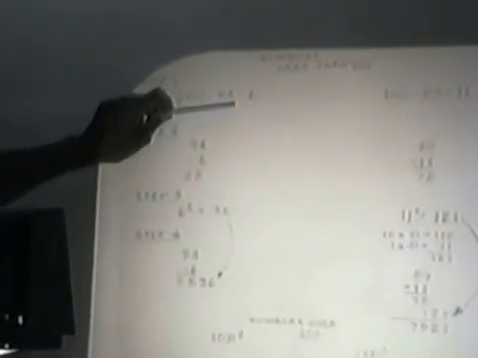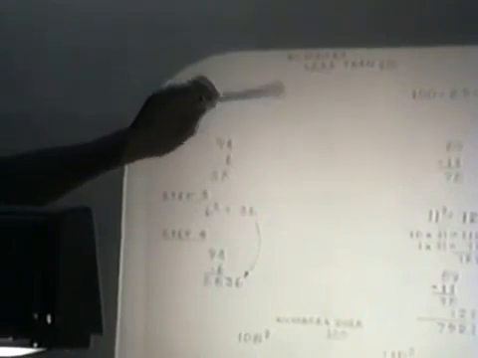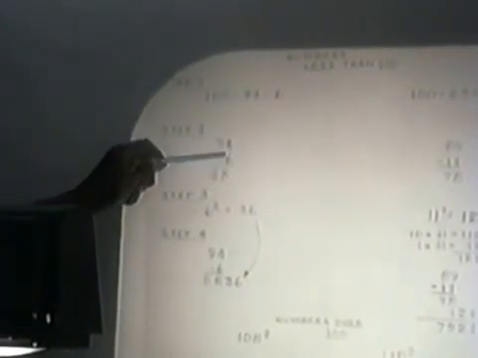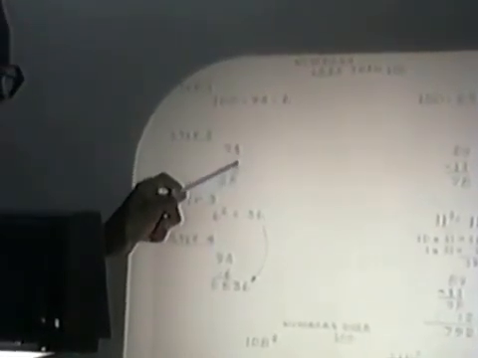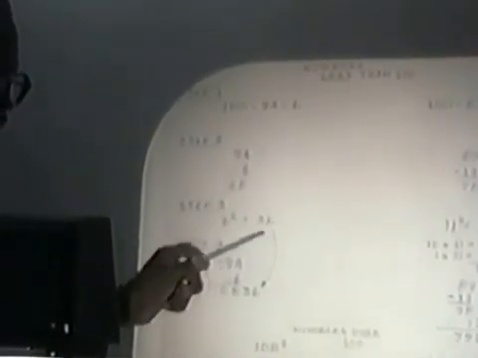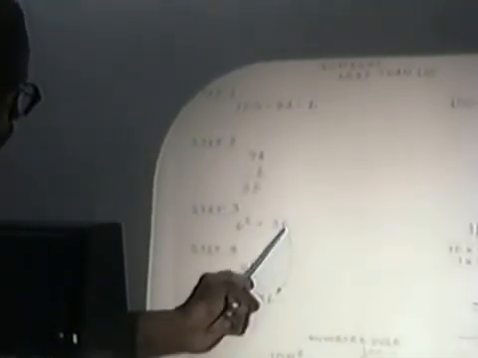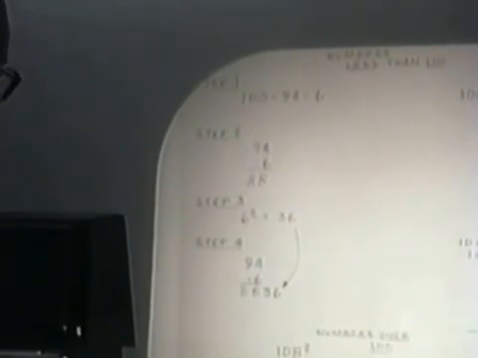Remember what we did up here for numbers less than 100. We found out the difference, what you have to add to 94 to make 100, because we're trying to square 94. What you have to add to 94 to make 100 is 6. Then we subtract the 6 from 94, which gave us 88. Then we took the same 6 and squared it. 6 squared is 36. So we have 88, we bring down the 36. That is the square of 94. That's for numbers under 100.